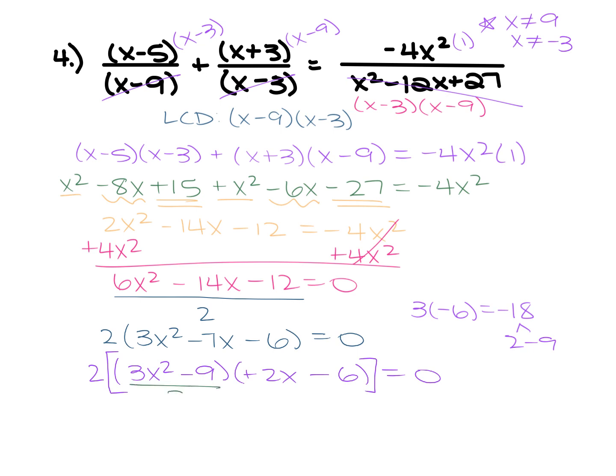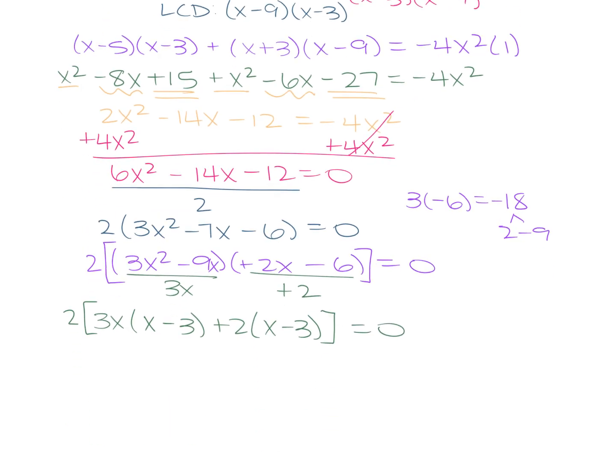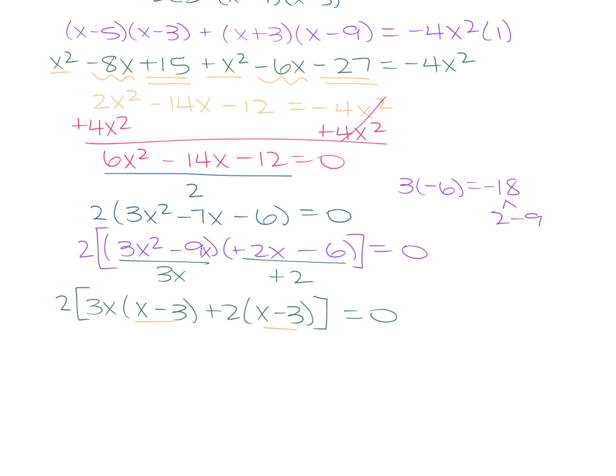So we're going to factor out a 3x from this. This is going to be 9x. We're going to factor out a 2 from this. So this is going to give us 2 times 3x times x minus 3 plus 2 times x minus 3 is equal to 0. Our two parentheses are identical, so that's going to give us 2 times x minus 3 times 3x plus 2 is equal to 0.